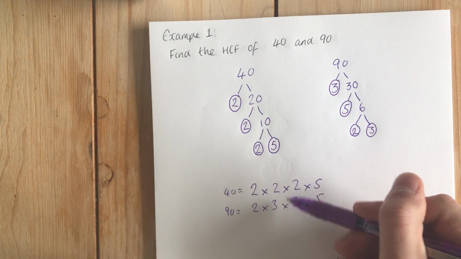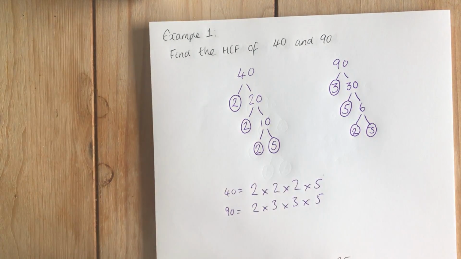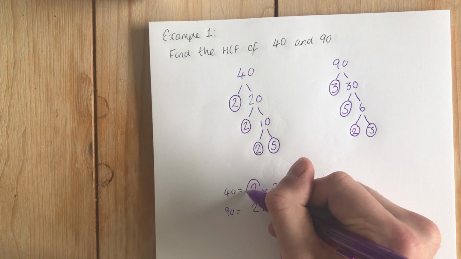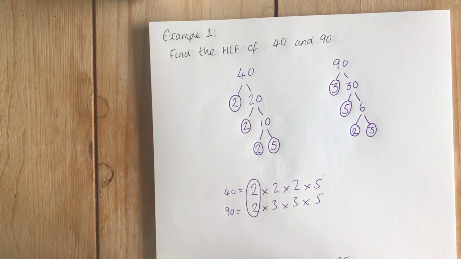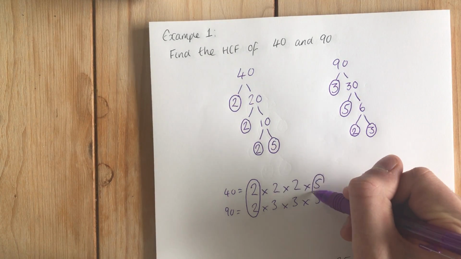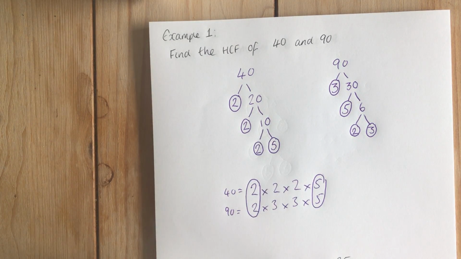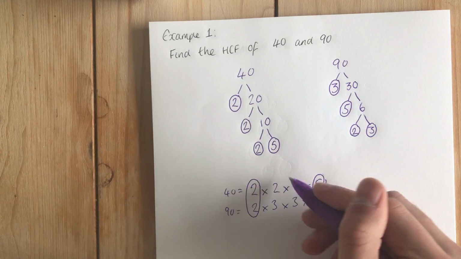I'm looking for numbers that appear in both of those lists. So I can see the number 2 appears in both lists, and the number 5 appears in both lists. There's no other numbers that appear in both of those lists.